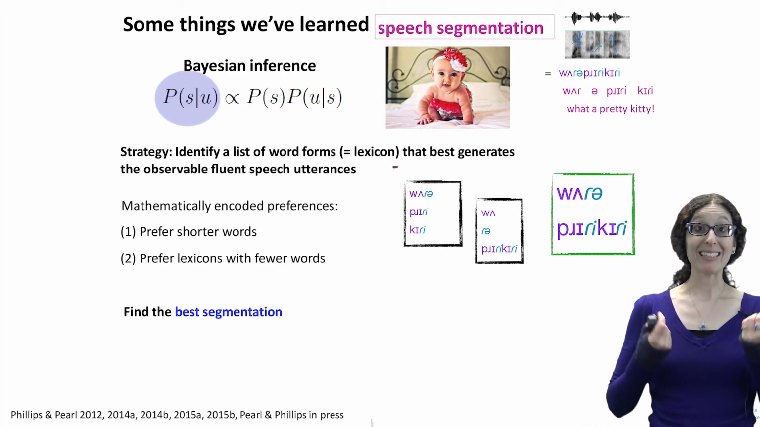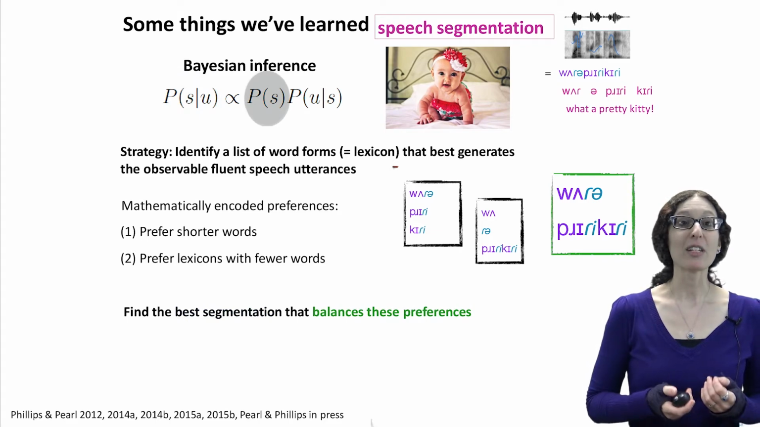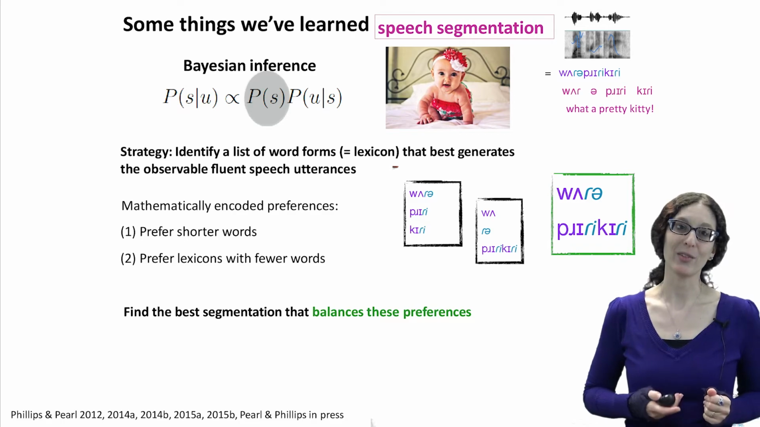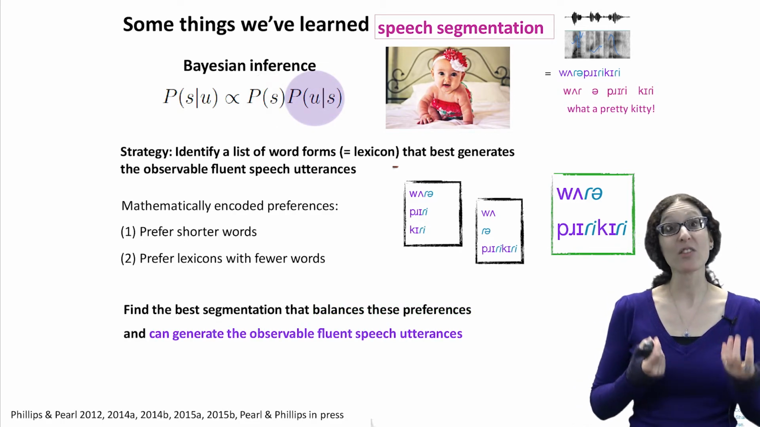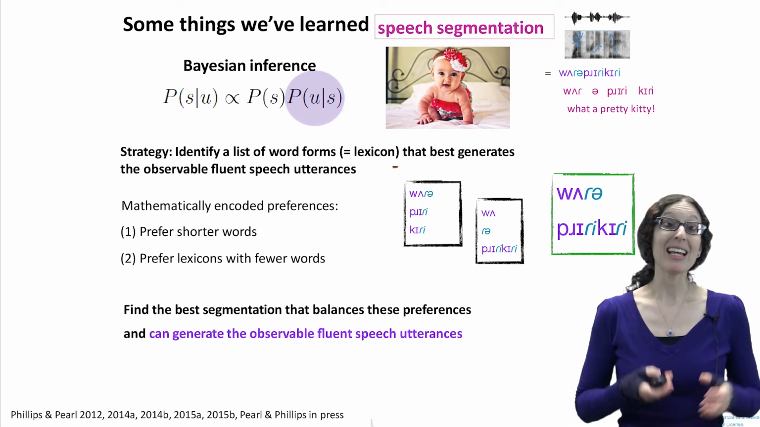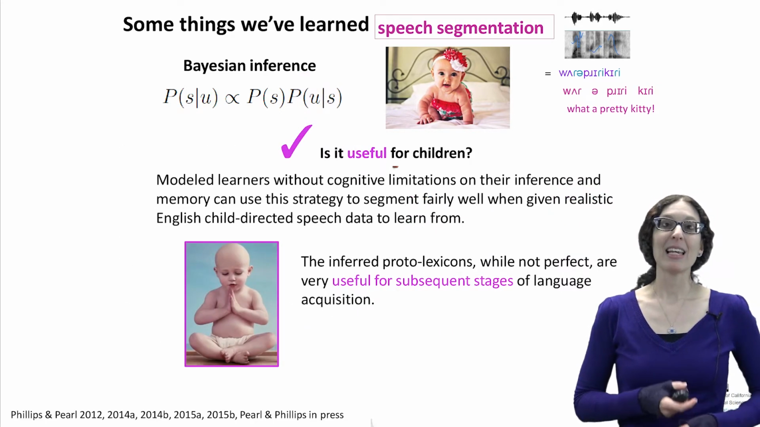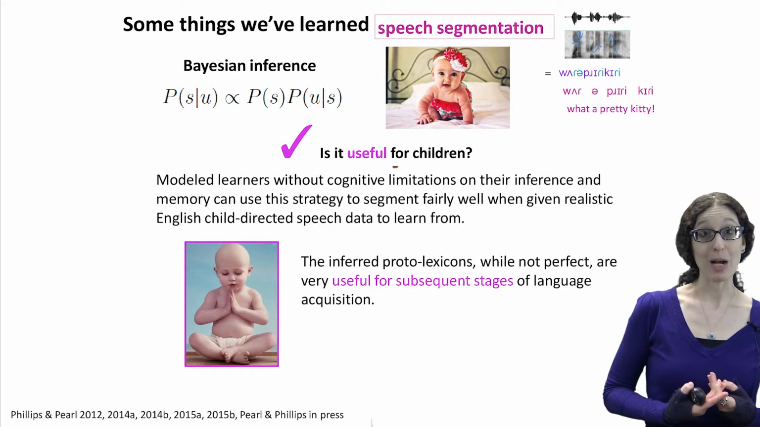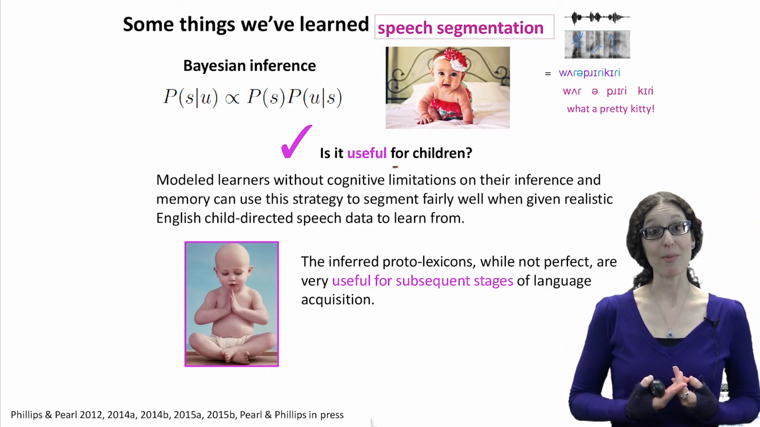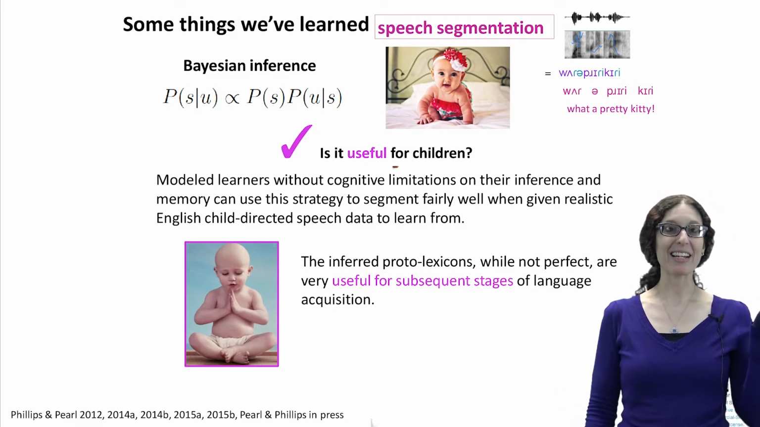So the idea from a Bayesian inference standpoint, again, we're trying to find the best answer, the best segmentation, that's going to balance these preferences, the preference for shorter words, the preference for fewer words, right? And also matches the observable data, right? You've got to be able to actually account for the speech that you just heard. And that's the intuition of how this strategy works. And so we implemented this in a number of different models of the type I told you about before that were grounded empirically with theory, with corpus methods, and with experimental data. And the first question we wanted to answer was, okay, seems like a very exciting strategy.